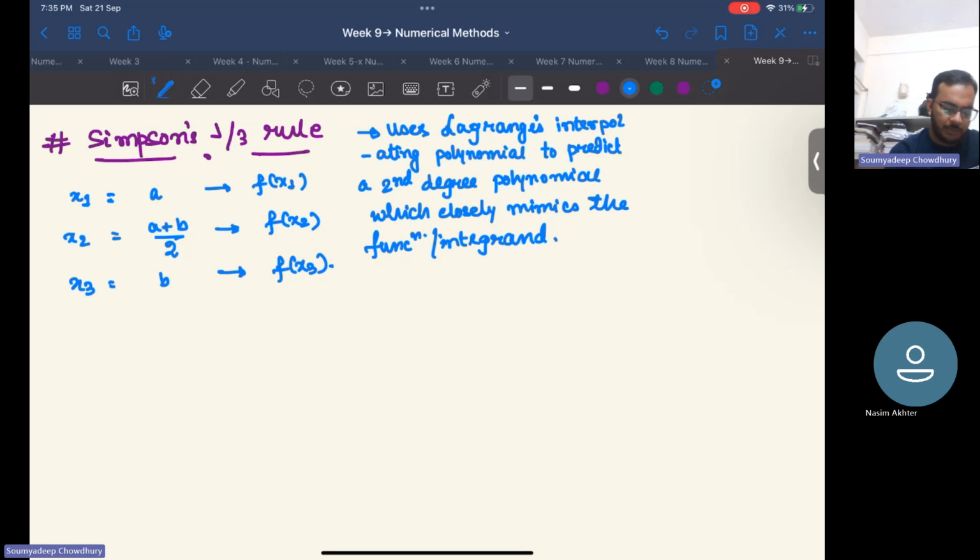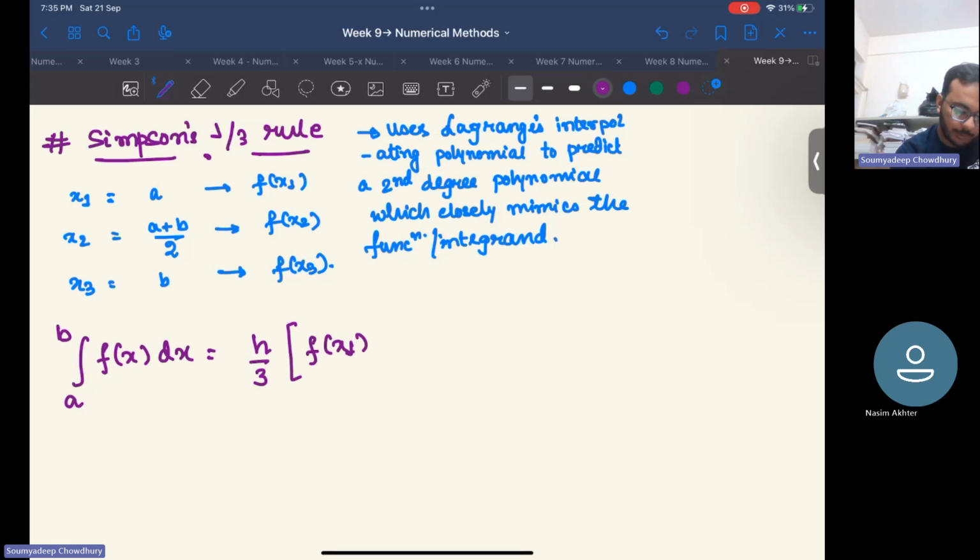Okay. So I'm not going into the derivation here because that is very complex. So what we will get from a to b is h by 3 times f of x1 plus f of x3, and so on. Here h is the gap between the intervals, right? I'll show this by the graph here.